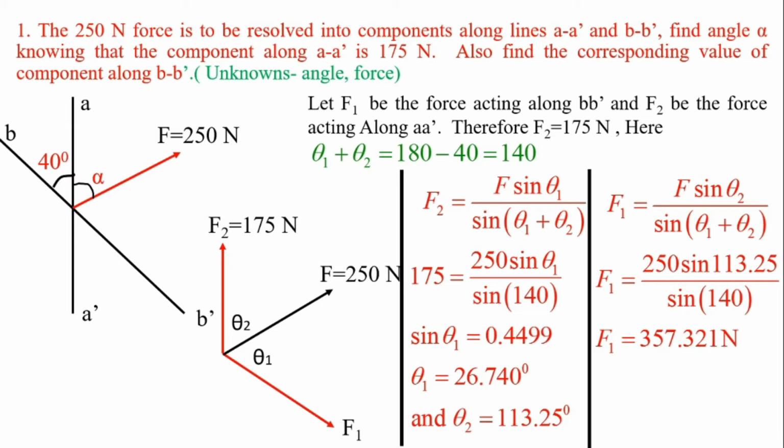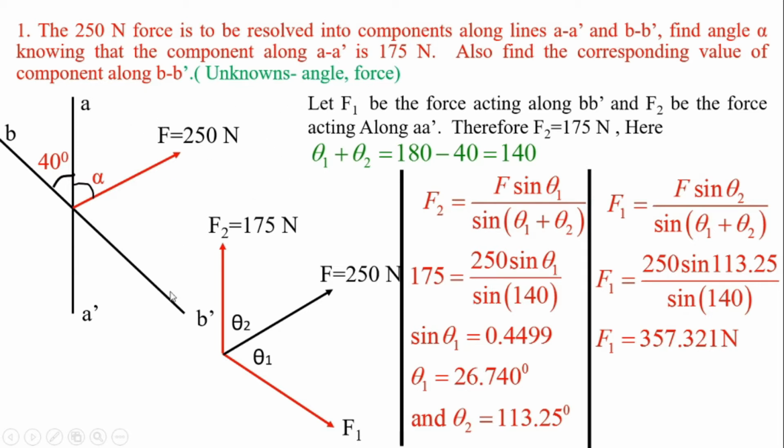If you read the problem carefully, we have to determine the component of that force along BB dash, as well as the angle alpha. So in this problem there are two unknowns, the first unknown is the angle and the second unknown is the force, and we must have two equations. In skew resolution we use two equations, the equation for F1 and the equation for F2. Thus we have two equations and two unknowns, and the problem can be solved easily.